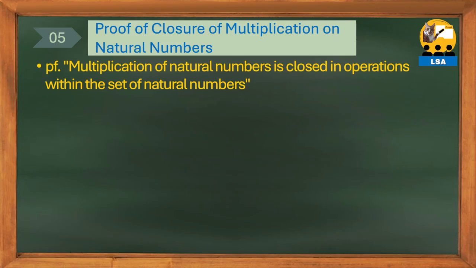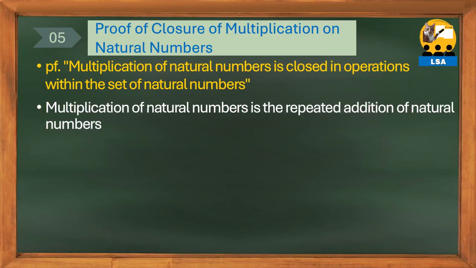This time, we will prove the proposition that the multiplication of natural numbers is closed under the set of natural numbers, in operations within the set of natural numbers. Like the closure of addition, multiplication could also be proven with elements and formulas, but this time, let's try a method of proving the conclusion deductively through logical thinking.